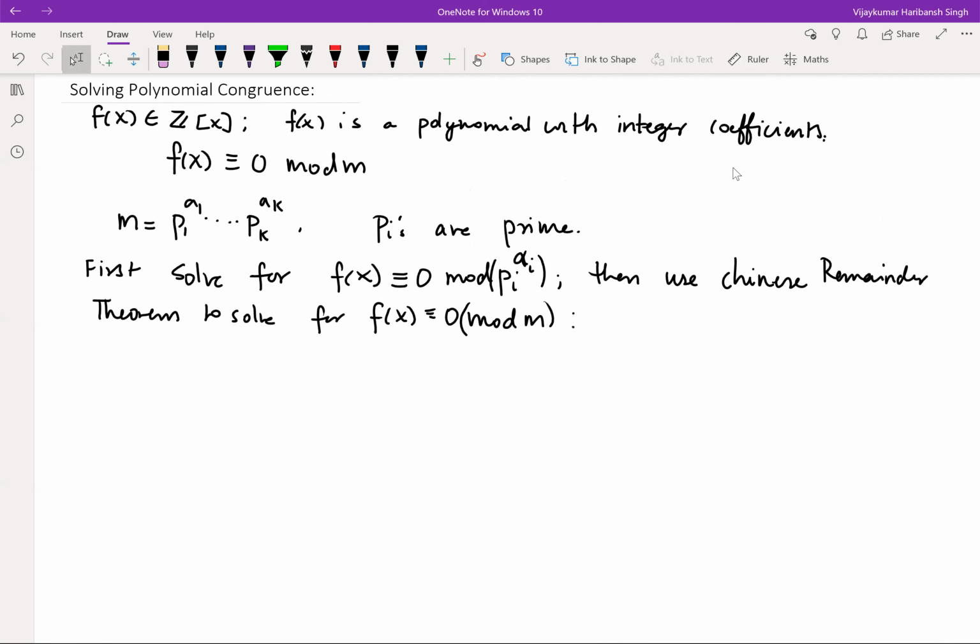So there are a lot of issues here which we can discuss. First of all, whether such a solution exists or not, and how do we decide whether such a solution exists. So before we go there, let's work with an example. So solve 2x cubed minus 7x minus 4 congruent to 0 mod 200.